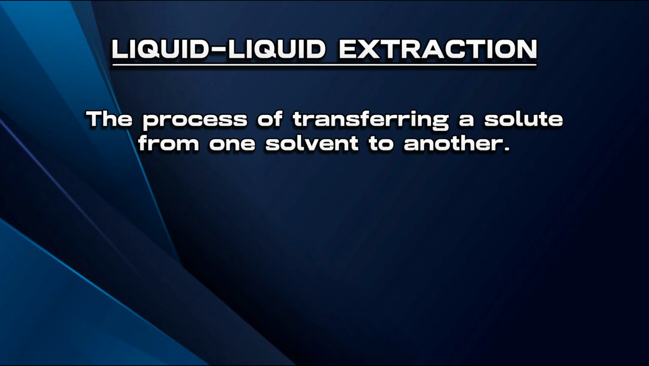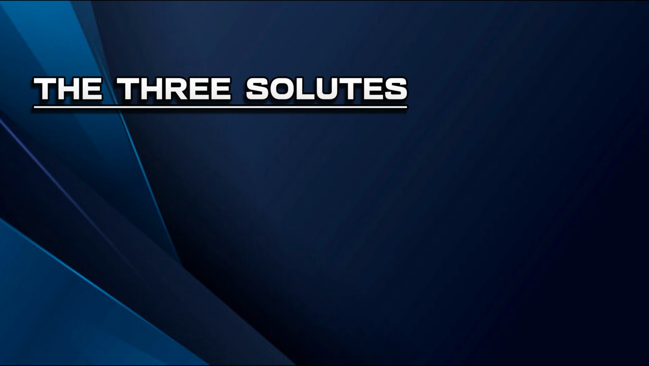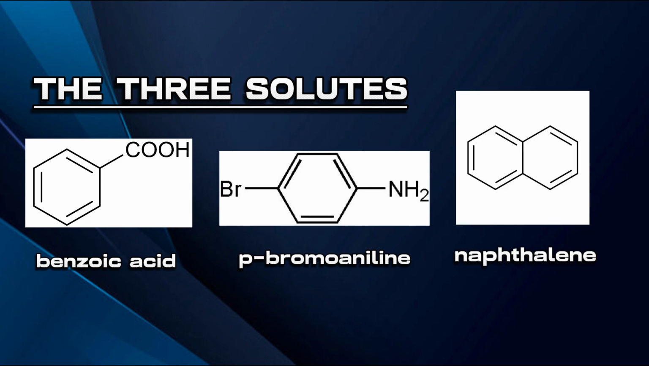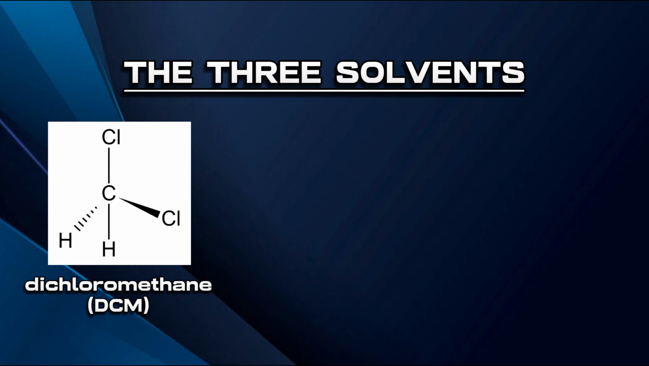What this means is that when multiple substances make up the solute of a solution, different types of solvents can be added to that solution to extract one of the substances. There will be 3 solutes we are working with in question: benzoic acid, p-bromoaniline, and naphthalene. Because we have 3 solutes, we need 3 solvents in total. The first solvent will be the original solvent that dissolves each of our 3 solids, which is dichloromethane. I'll call this DCM from now on.